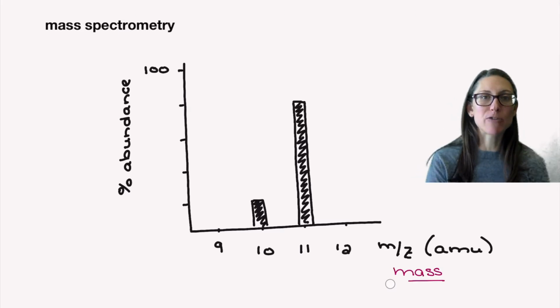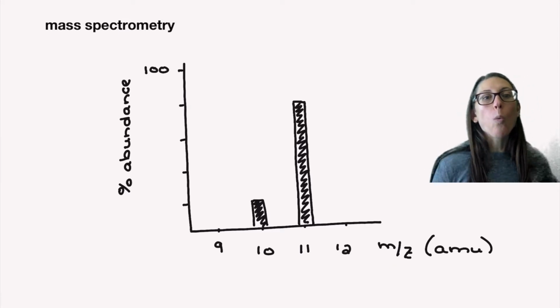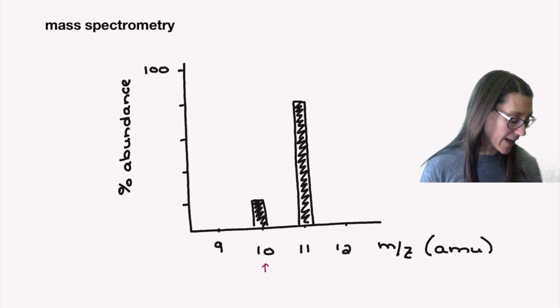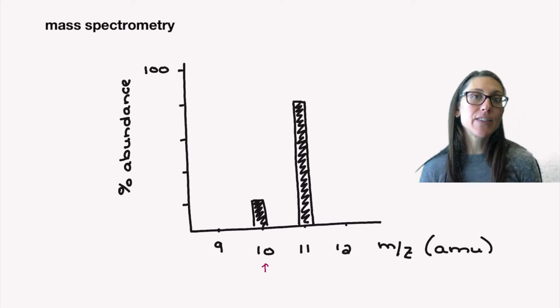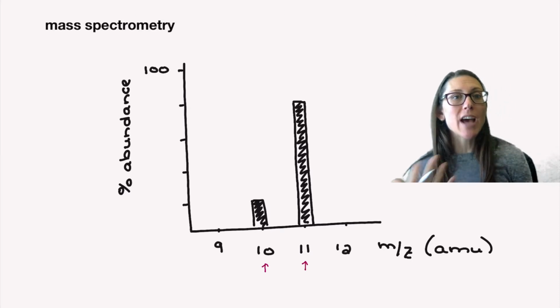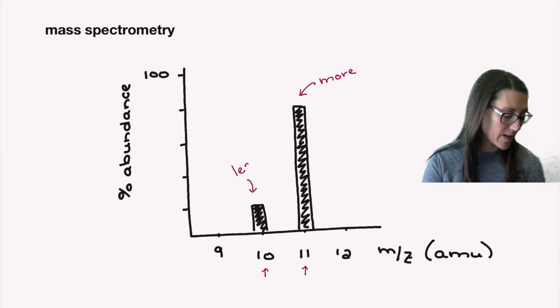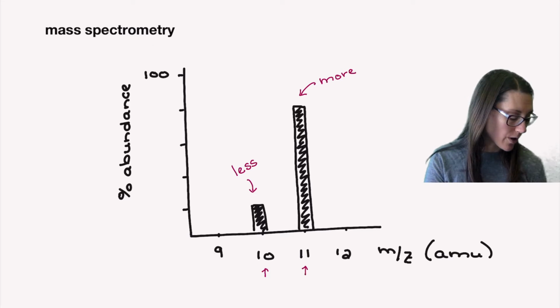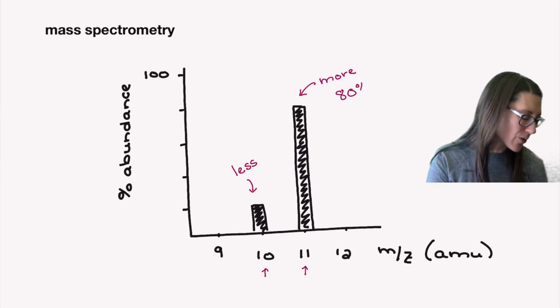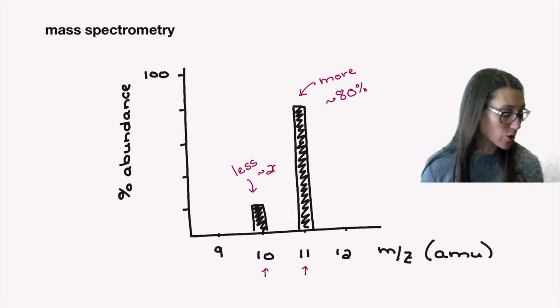If we look at the mass spectrum on this screen, we see that there are two different types of atoms in this sample. One kind with a mass of 10 AMUs and a second with a mass of 11 AMUs. And that we have more of the 11 AMU type of this atom than we do of the 10 AMU type, because we see that the bar for the 11 AMU type has a percent abundance of around 80%, while the 10 AMU type is only around 20%.